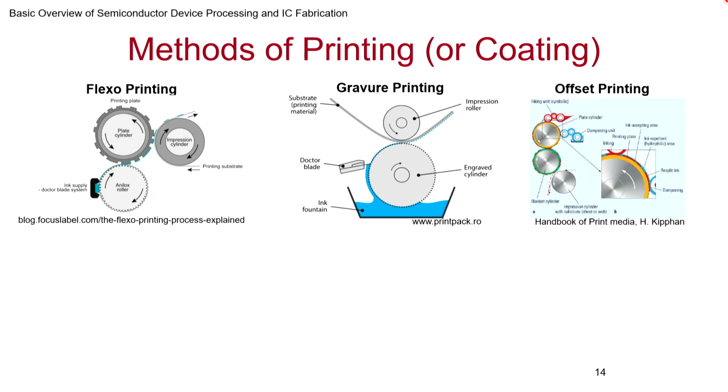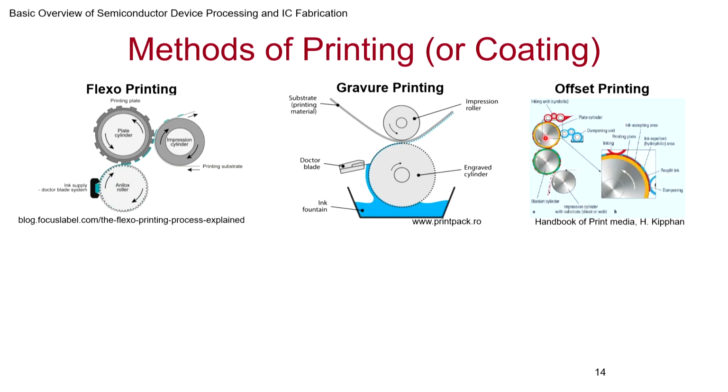Then there is offset printing. If you have something elevated, something depressed, you can also have something on the same level. Here you play with chemistry. Some regions are hydrophobic, some regions are hydrophilic in that drum where the pattern is made. So when it touches the ink, the hydrophilic regions will have the ink clinging to it, hydrophobic regions will not have any ink clinging to it, and then through rollers you can transfer that onto the substrate.